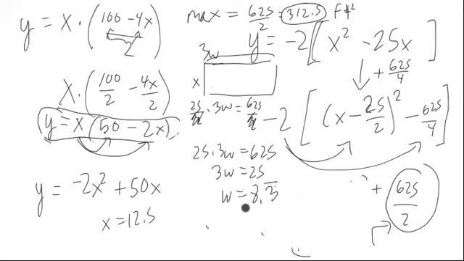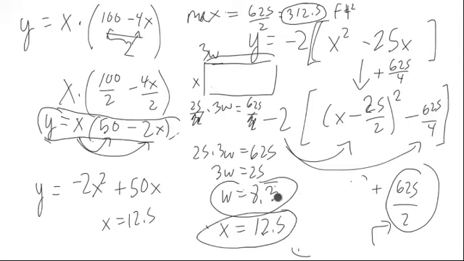Okay, so if we have this w and we have this x right here put together, we end up getting the maximum area, which is 625 over 2 or 312.5 square feet.